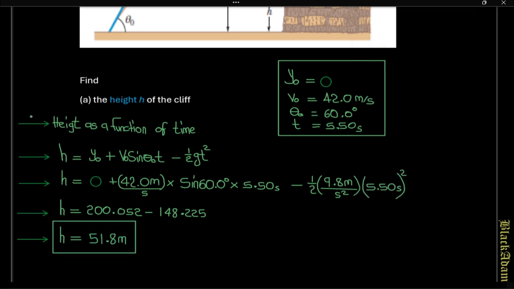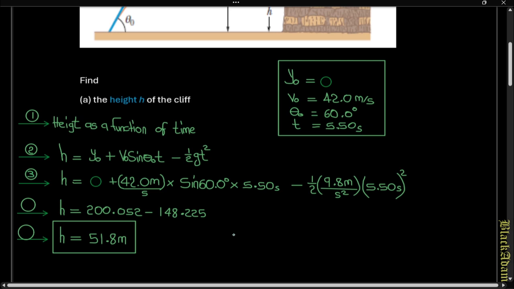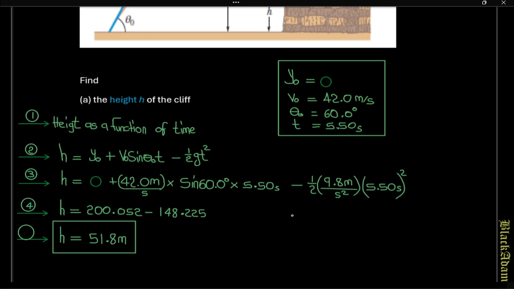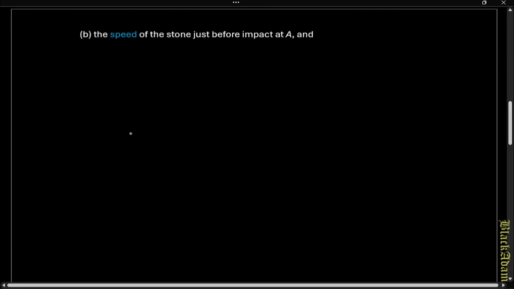So that's our answer. Let's check the steps. Step 1, the height as a function of time. Step 2, we write the equation for height as a function of time. Step 3, we substitute the values into the equation. Step 4, we simplify. And step 5, that's our final answer. Let us move on to the next question.